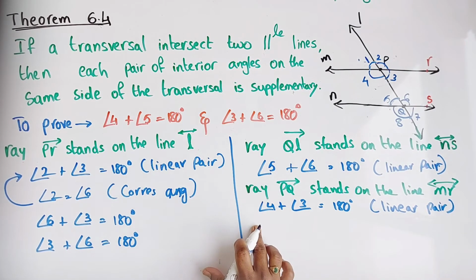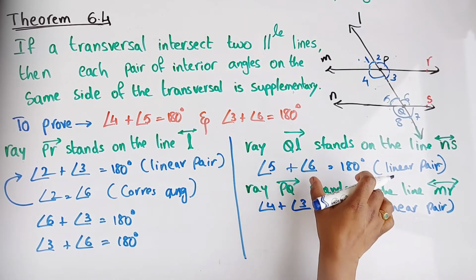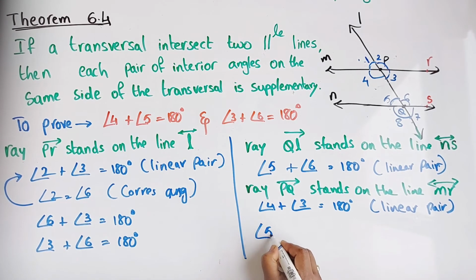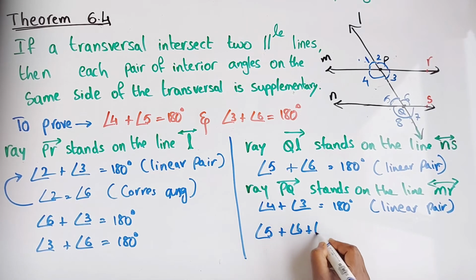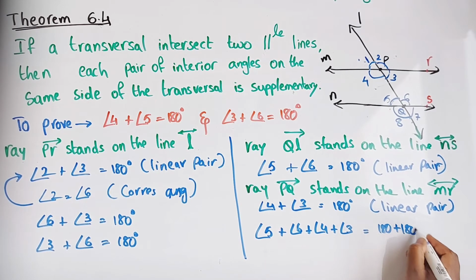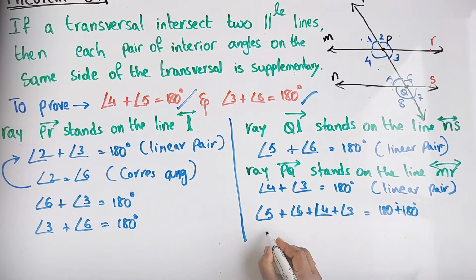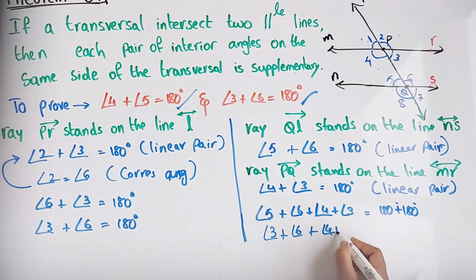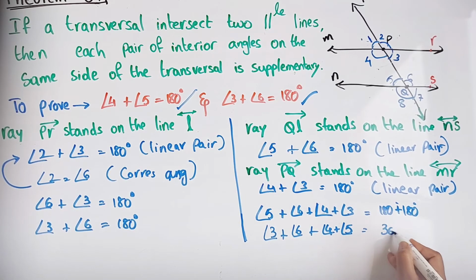Now see, both equations are 180 and 180. These angles sum also 180, 180. Right, children? Just add these angles now. That means angle 5 plus angle 6 plus angle 4 plus angle 3 equal to 180 plus 180. Right. So here I am writing angle 3 plus angle 6 plus angle 4 plus angle 5 equal to 360 degrees, children. Here we already have angle 3 plus angle 6 equal to 180 degrees.